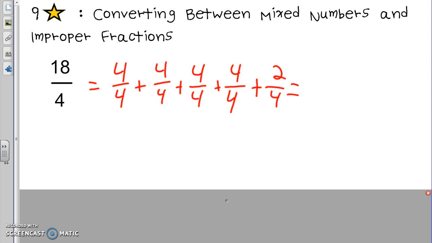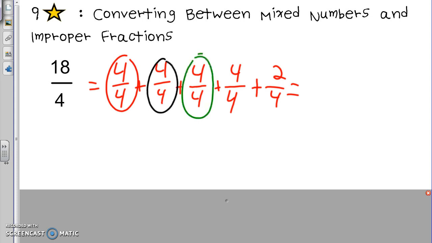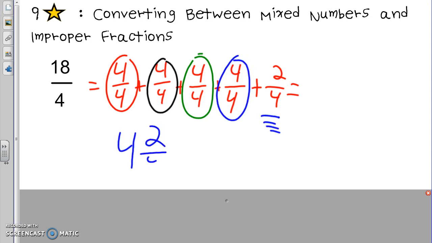All right, that's going to equal 18/4. So how many whole things do I have now? How many whole things do I have? I have 1, 2, 3, 4, and what's left over? So this is going to equal 4 wholes and 2 fourths, which equals 18 fourths.